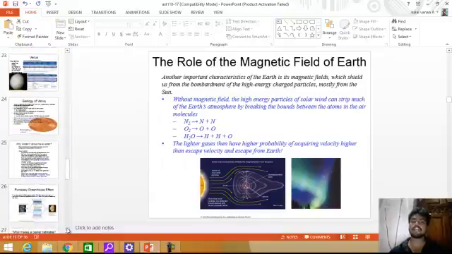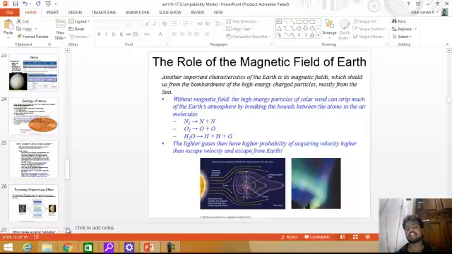The role of the magnetic field on Earth. Another important characteristic of Earth is the magnetic field, which shields us from bombardment by high energy charged particles, mostly from the sun. Similarly, N2 gives N plus N, and O2 gives O plus O, H is such, so the lighter gas has a higher probability of acquiring a velocity higher than escape velocity and escaping Earth.